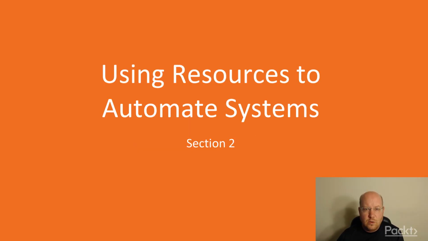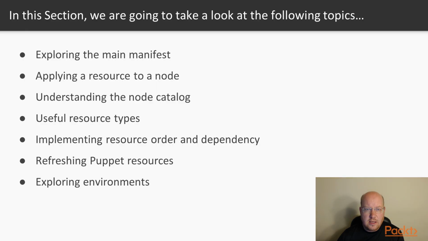This is section 2, using resources to automate systems. In this section, we will explore the main manifest. We'll look at applying a resource to a node, understanding the node catalog. We'll look at some useful resource types.